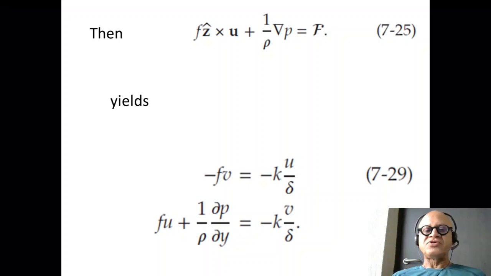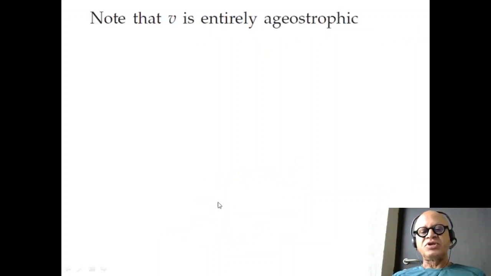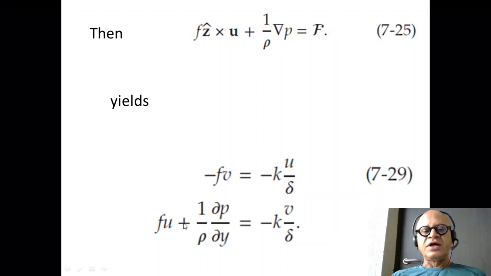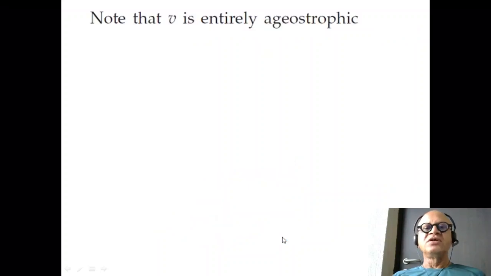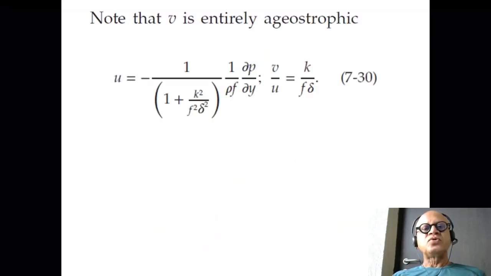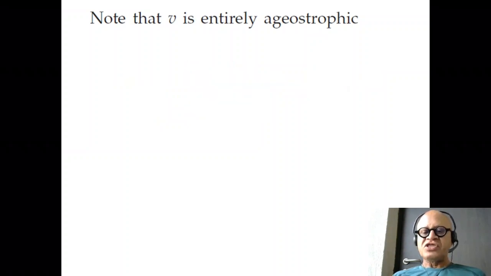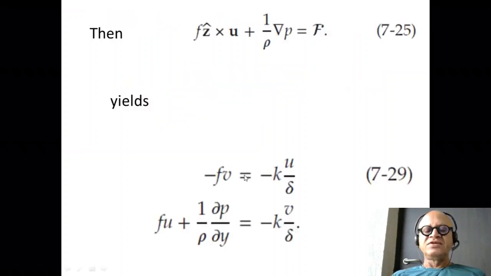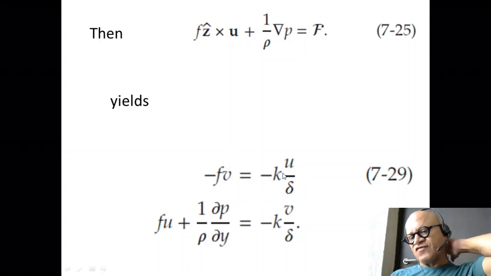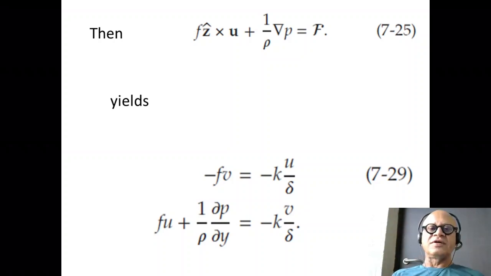Or x points in the direction of pressure. So dp dx will be 0. So you have f times u plus 1 over rho dp dy equals minus k v over delta, where v is the meridional velocity. So v is entirely ageostrophic in this simple construction we have made. So minus fv is just friction. So there is no impact of Coriolis on this component, okay, because the dp dx term has gone to 0.